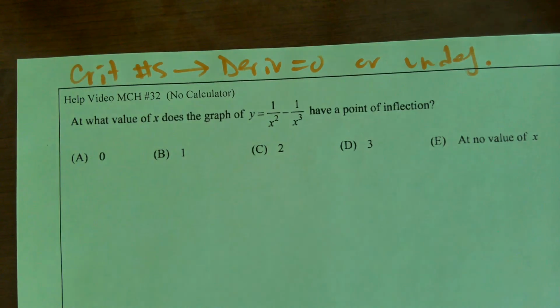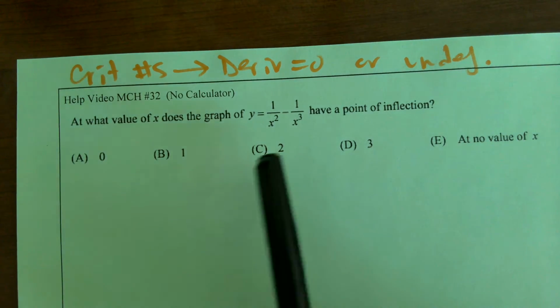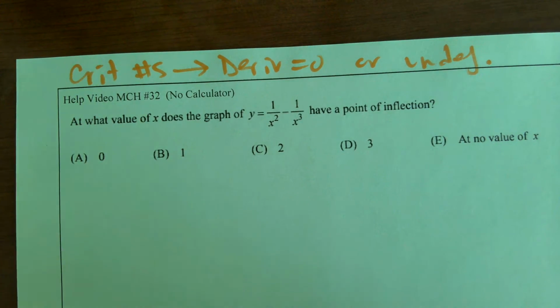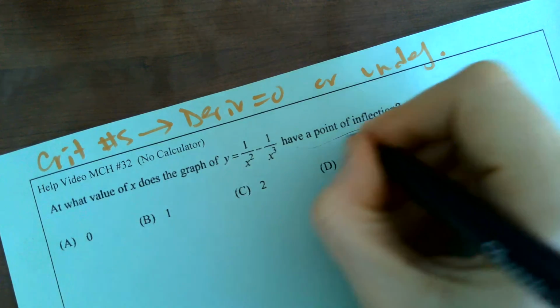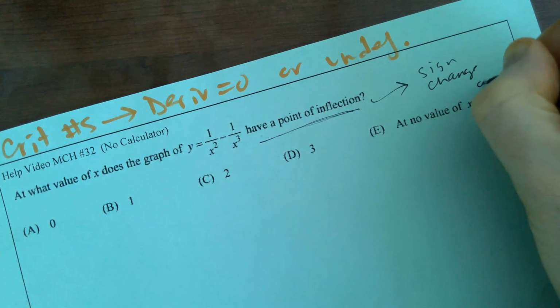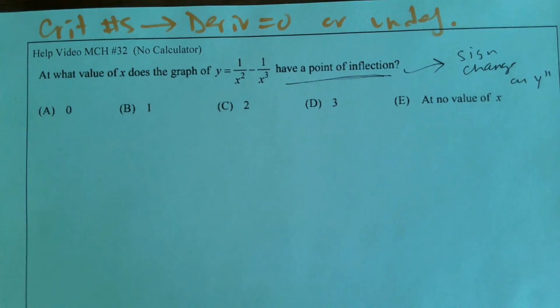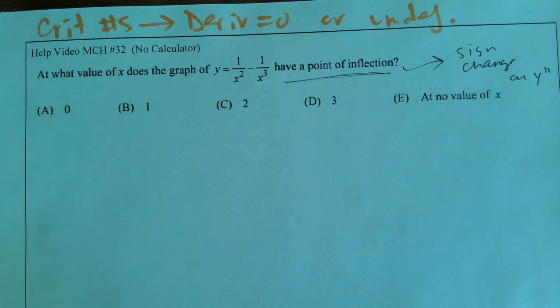Okay, guys. So, at the very beginning, let me read this. It says, at what values of x does the graph of this have a point of inflection? All right, so for a point of inflection, we're going to need a sign change on the second derivative. Okay, so y double prime. So we've got to find the second derivative, and then we're going to use the number line.